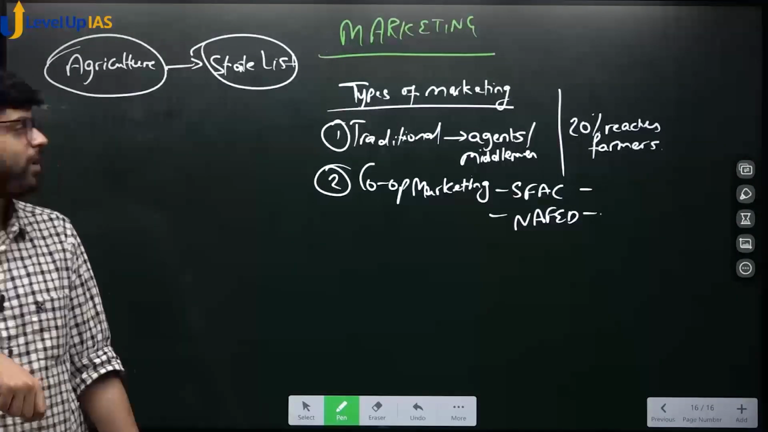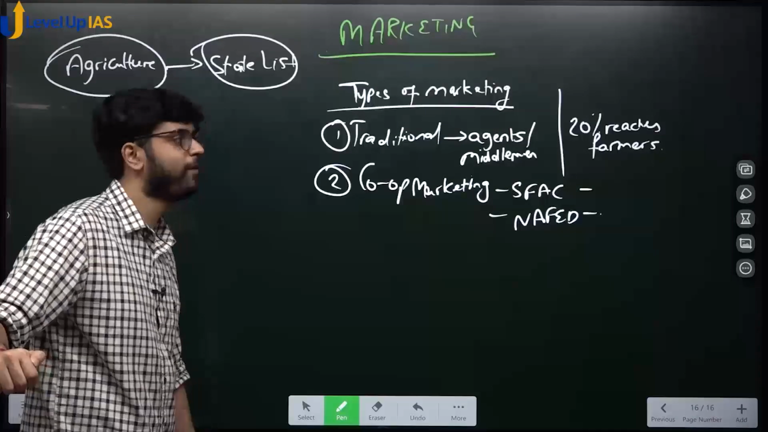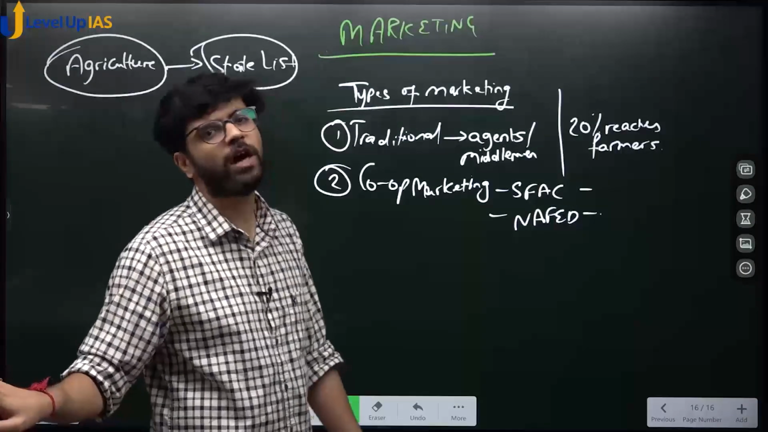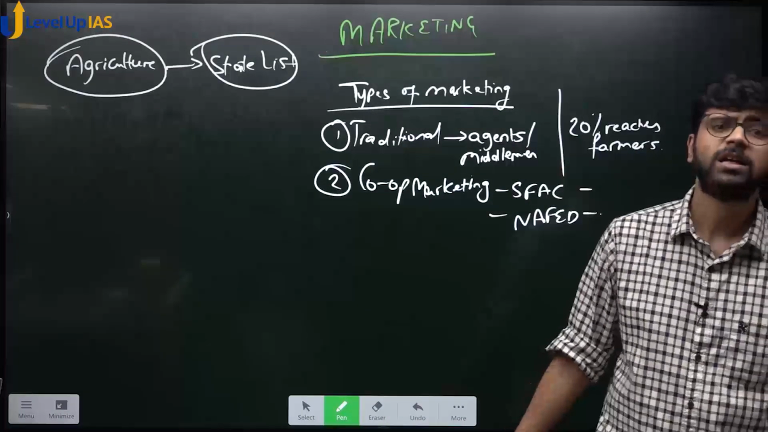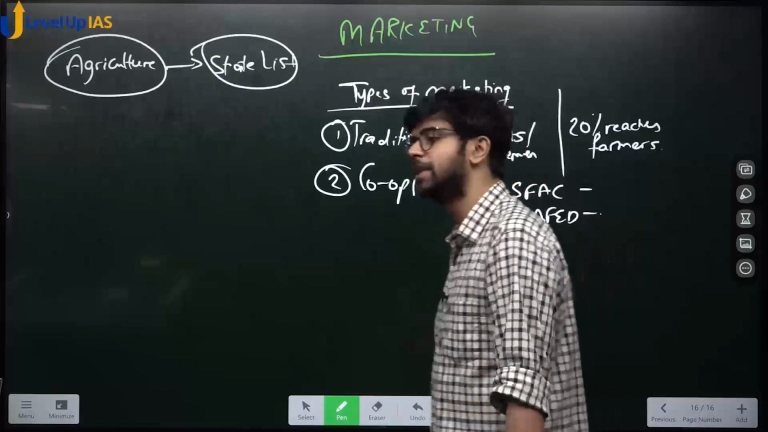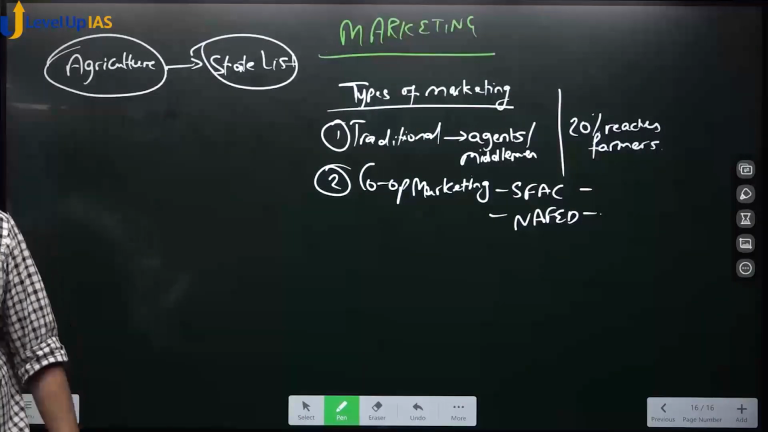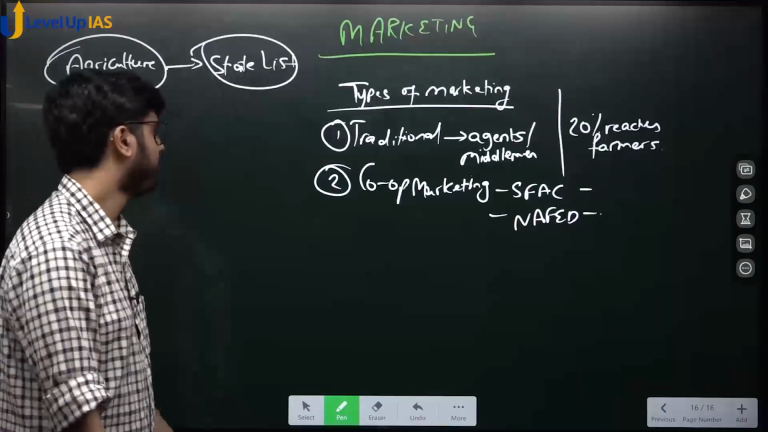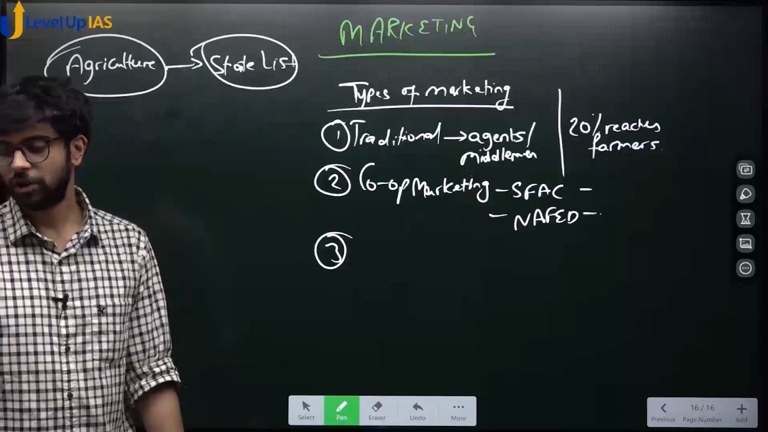Okay? Your homework is to read about them. Your homework is to write the full form as well as read about them. Small Farmers Agribusiness Consortium and NAFED: what it is, what it does, what its mandate is. Just read it. Go to the website and find out, okay? What about the third one?